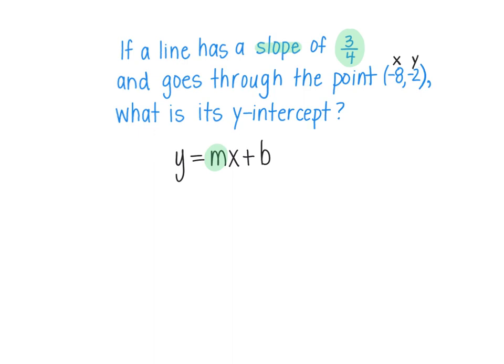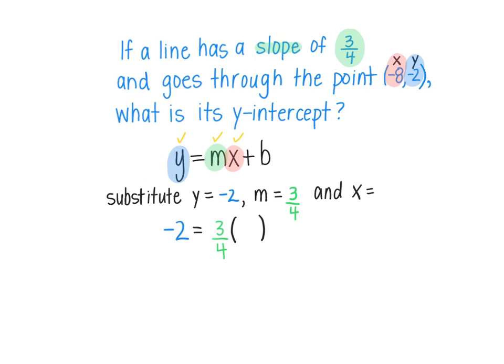This will be helpful in finding b because we have been given 3 of the 4 values within y equals mx plus b. We will substitute these values into our equation of the line formula. Y will be -2, m will be 3 over 4, and x will be -8. All we have left to find is b. To find our y-intercept, therefore, all we need to do is solve this equation to isolate b and find its value.